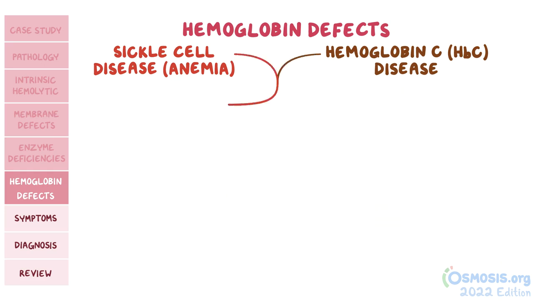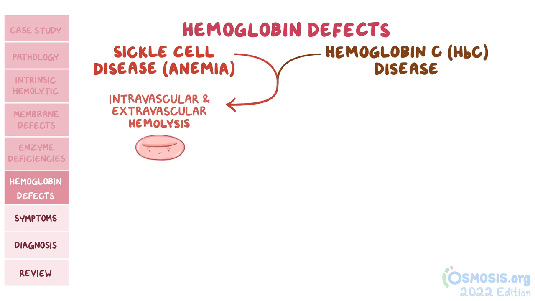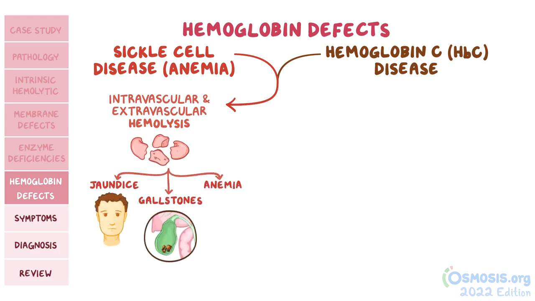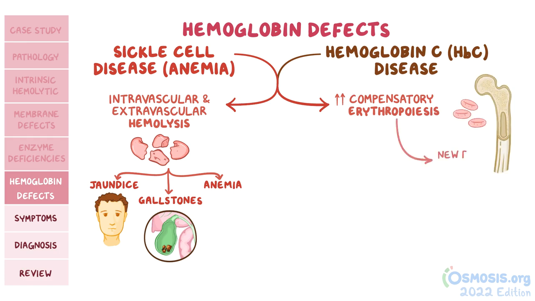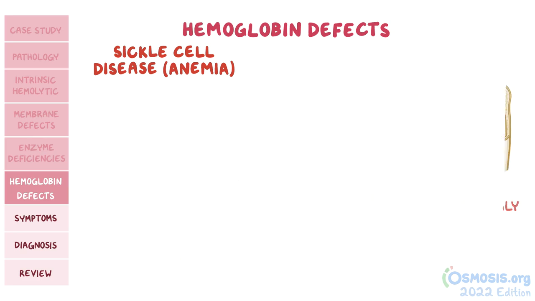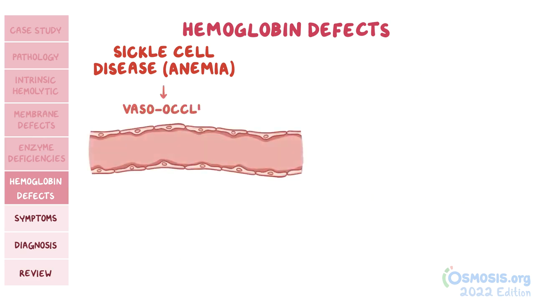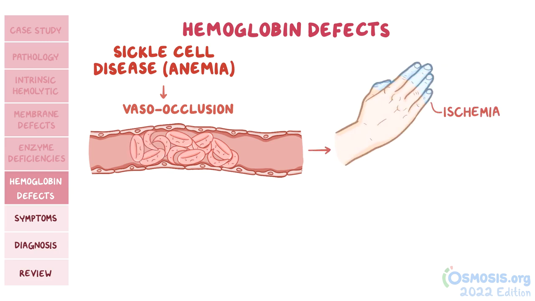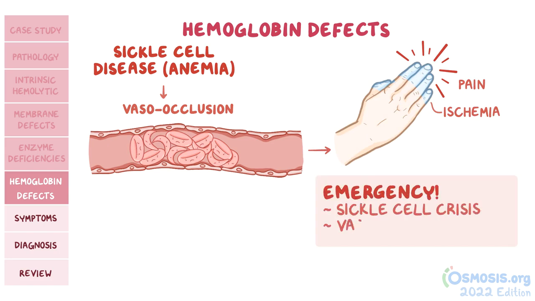In both cases, this leads to both intravascular and extravascular hemolysis, resulting in increased RBC breakdown, causing jaundice and gallstones, as well as anemia. There's also increased compensatory erythropoiesis in the bone marrow, leading to new bone formation, and extramedullary hematopoiesis, leading to hepatomegaly. In the case of sickling, there's also vaso-occlusion, where RBCs get stuck in capillaries, and that leads to tissue ischemia and pain. Oftentimes, it's an emergency called sickle cell crisis or vaso-occlusive crisis.